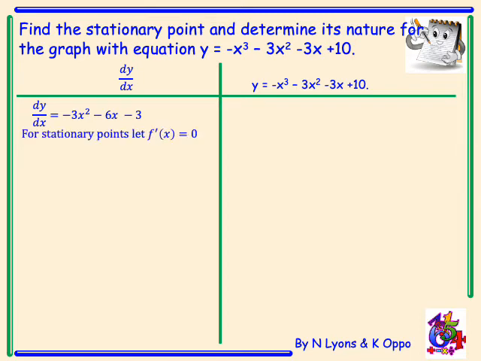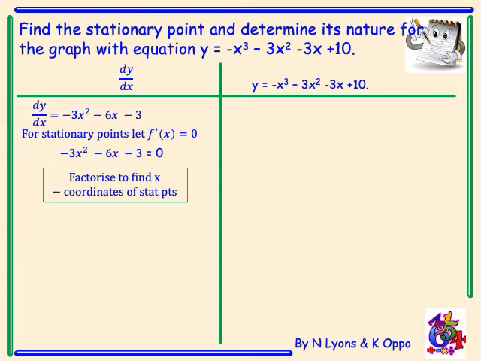Again, we must state for stationary points, let f dash of x equal 0. That should read dy by dx equals 0. Please change that in your notes. So I've got minus 3x squared minus 6x minus 3 equals 0. Again, let's make life easy for myself when I'm factorising this. Take out a common factor.